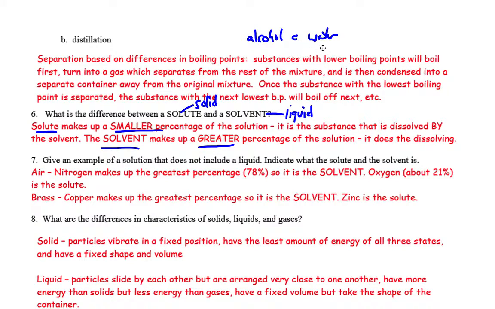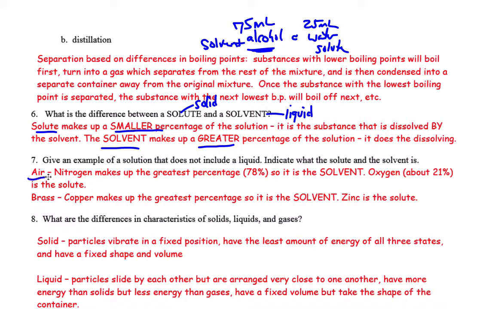And then I say which is which. Well, there are two liquids, so you have to know which one's a greater percentage. If this makes up 75 milliliters and this is only 25 milliliters, then you say this is greater, so this is my solvent and this is my solute. And in this case, the water is dissolved in the alcohol because the water is a smaller percentage.